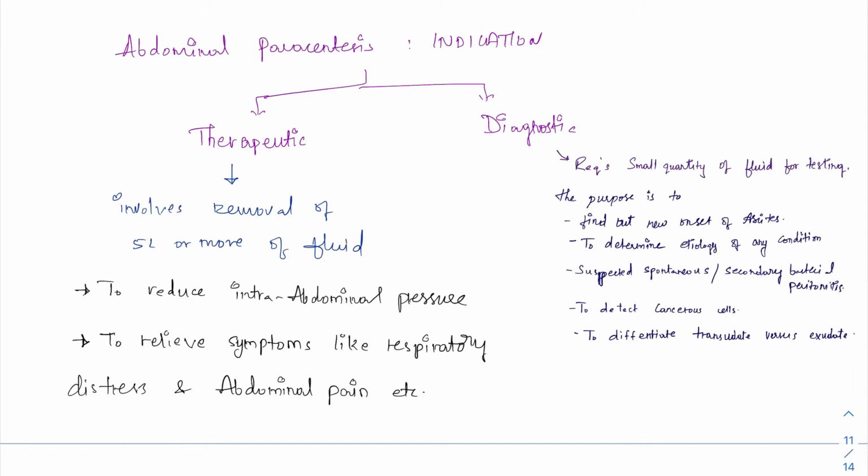Then, coming to the diagnostic indication, we request only a small amount of liquid for the purpose of testing. The purpose is to find out the new onset of ascites or to determine the etiology of any condition. The next one is suspected spontaneous or secondary bacterial peritonitis, also in order to detect cancerous cells and to differentiate transudate versus exudate.